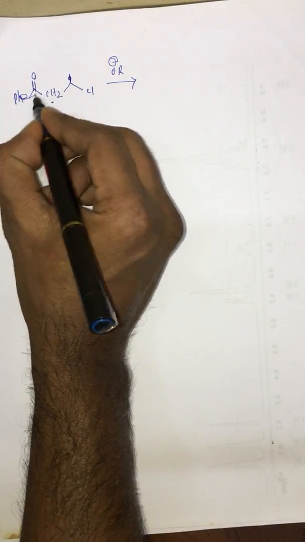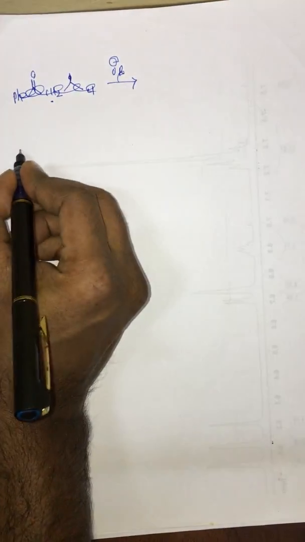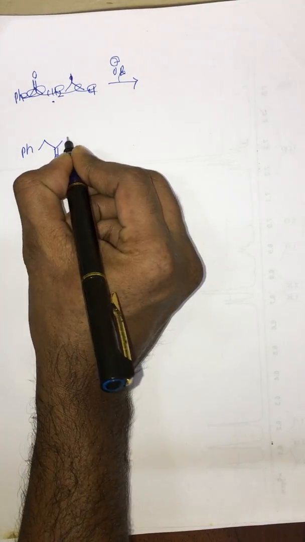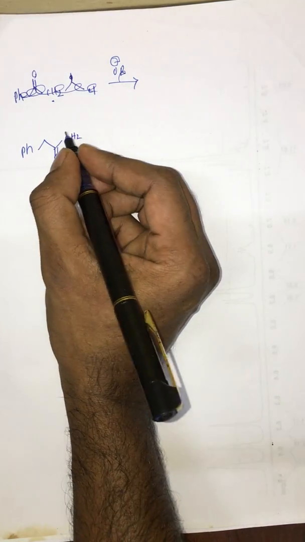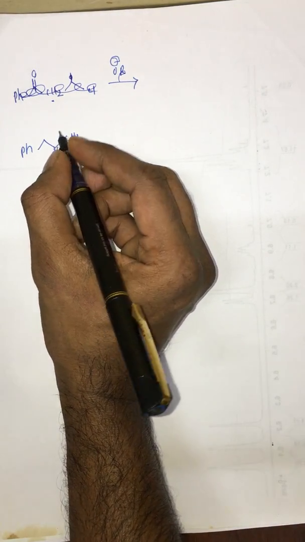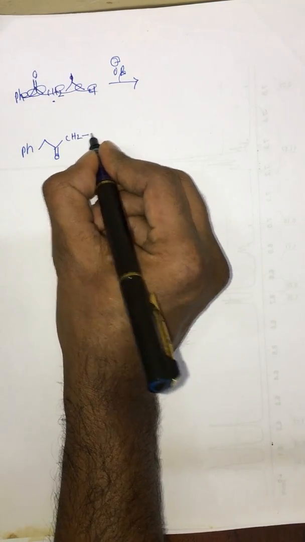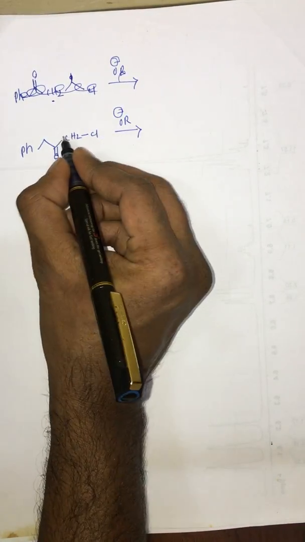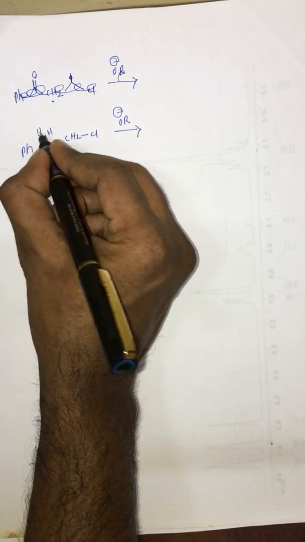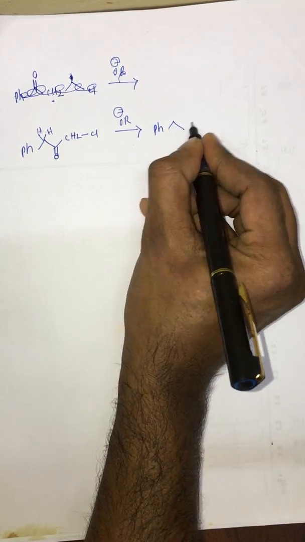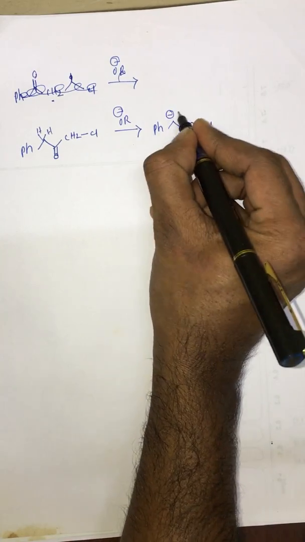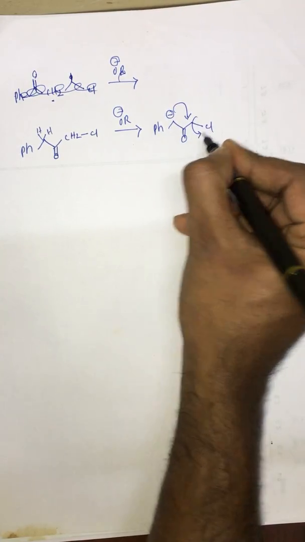No, sorry. pH, CH2, CH2, Cl. Now OR minus abstracts this proton. Now it will become a negative charge. So this negative charge comes here. This chlorine goes like this.